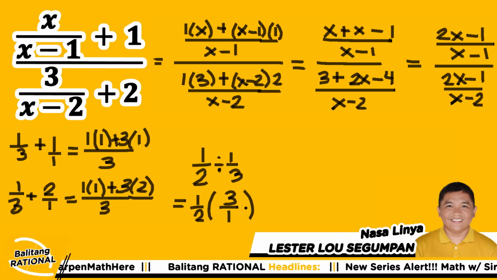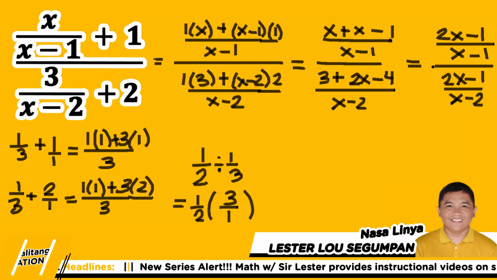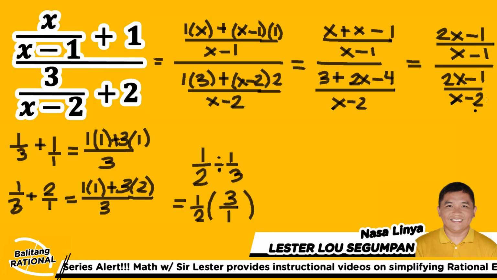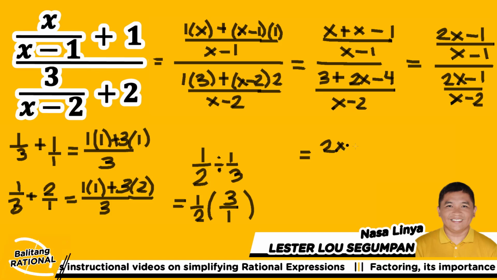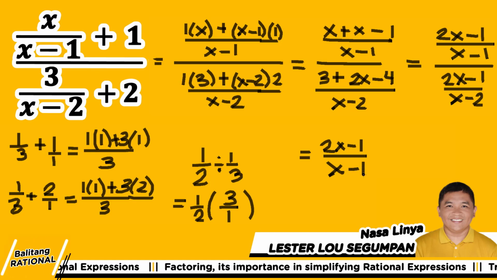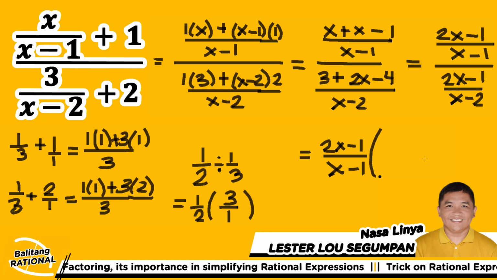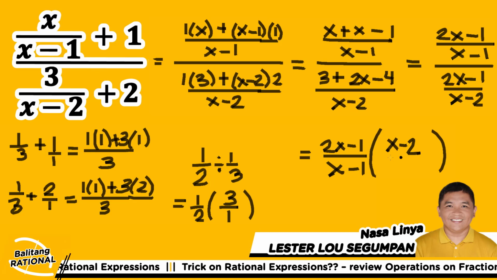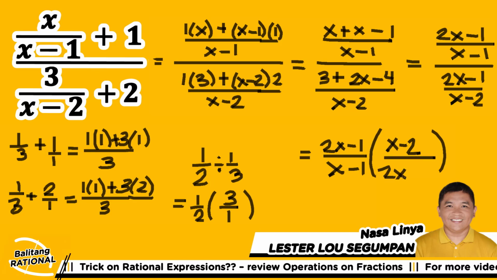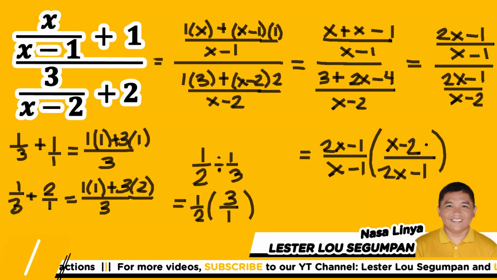And then, simply multiply lang po. Dito, this is our numerator. Okay? This is our dividend. This is our division process. This is our divisor or our denominator. In short, you keep your numerator, 2x minus 1 over x minus 1. Then the division here will be changed to multiplication. And we are going to flip this or reciprocate. X minus 2 over 2x minus 1. So we have kept the numerator. We changed the operation from division to multiplication. And we flip the denominator.